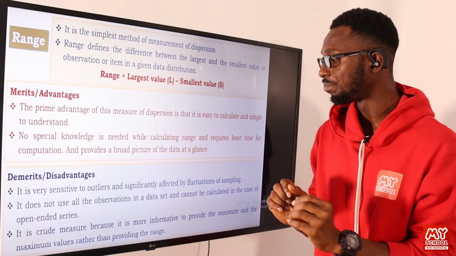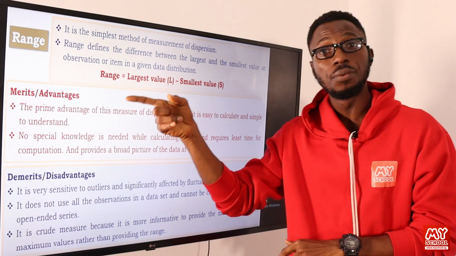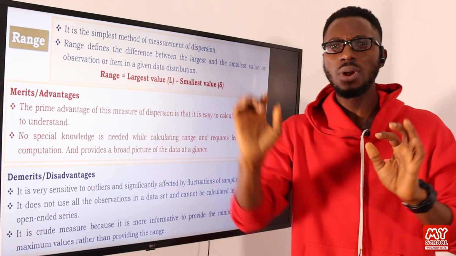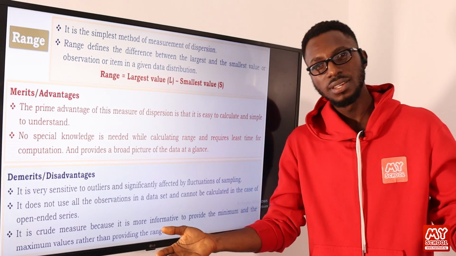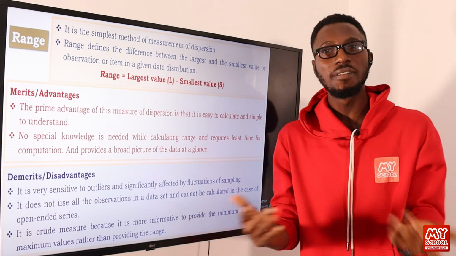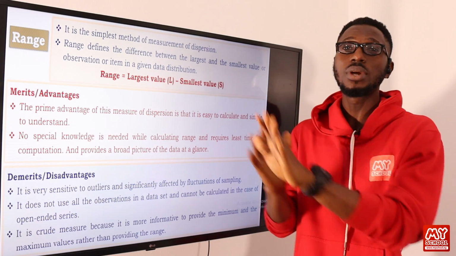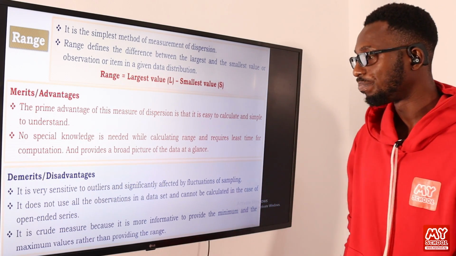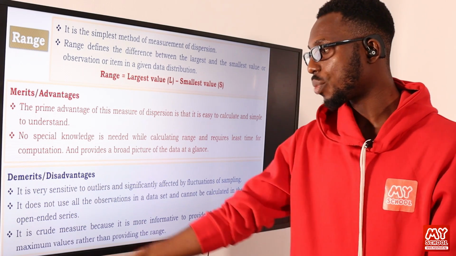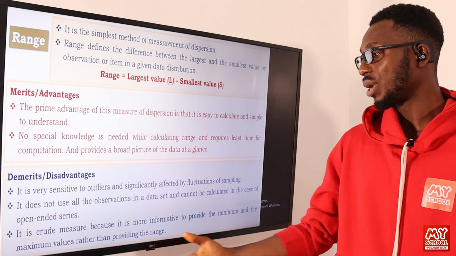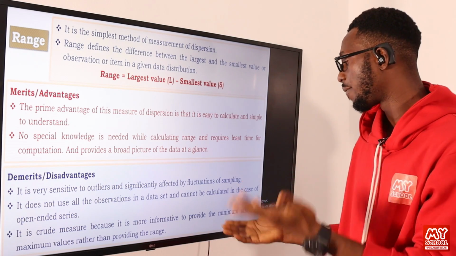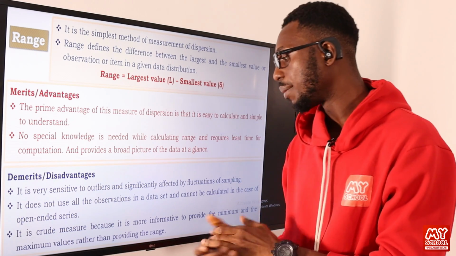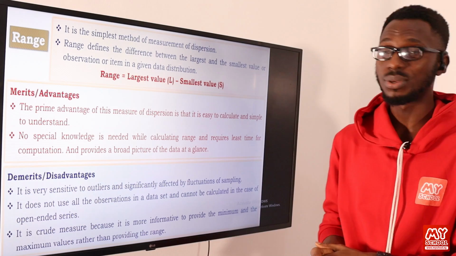Imagine the concept of range. You just pick the highest and the lowest. So what about those in between? You're telling them that they are less relevant to whatever is happening. So even though it has its own merits, these are some of the demerits that we should be informed of. It is a crude measure because it is more informative to actually provide the minimum and the maximum value rather than providing the range. Do we see that now? So it is actually crude.